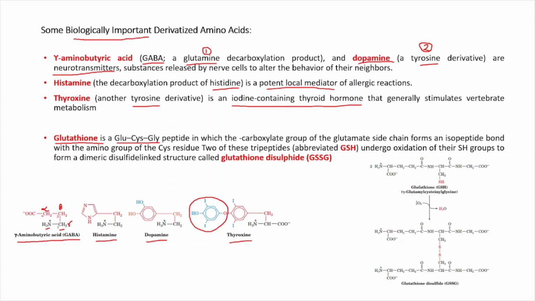Now on the right hand side you can see glutathione. So how does glutathione link? Two glutathione molecules link together by the release of one water molecule to form a chain of amino acids. These two glutathione molecules link together to form glutathione disulfide, GSSG, by the release of one water molecule.